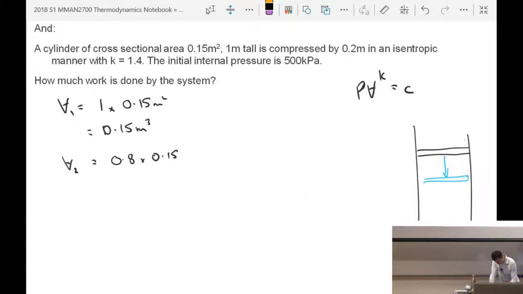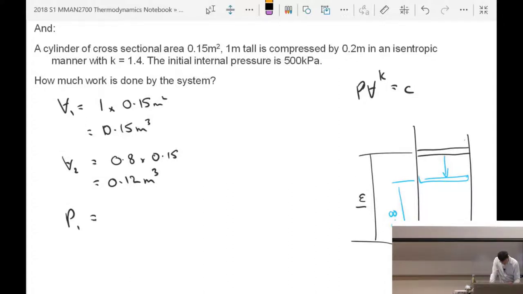We've got a cylinder and we're compressing it, yeah? 0.8. One. Cool. Volume two. Any takers on that? Have I got it written down? 0.12. That sounds like 80% of 0.15. Yep. Agreed. Volume 2. P1 equals 500 kPa.